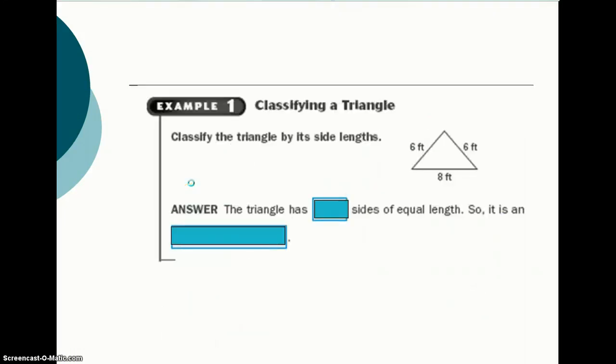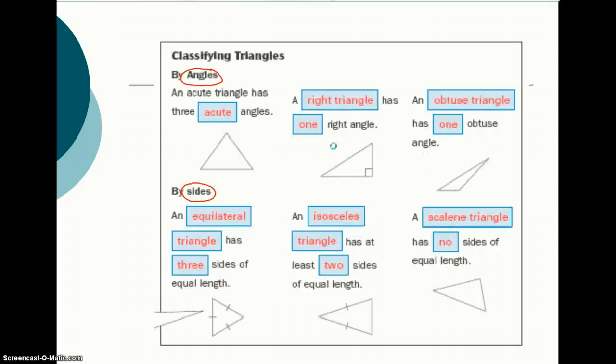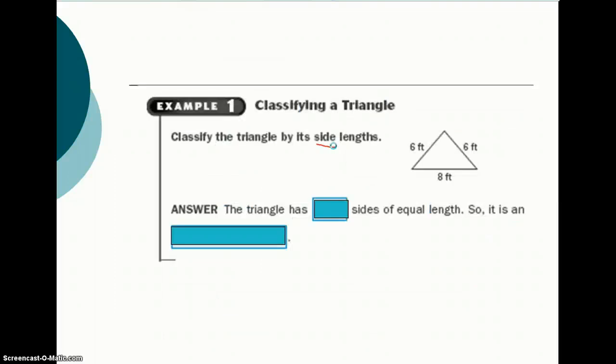In example 1, let's classify a triangle by its side lengths. Make sure you understand if it's angles or sides. Angles is acute, right, or obtuse. Sides is scalene, equilateral, or isosceles. You can see 6 and 6, same, which has 2 sides of equal length. So it's an isosceles triangle.